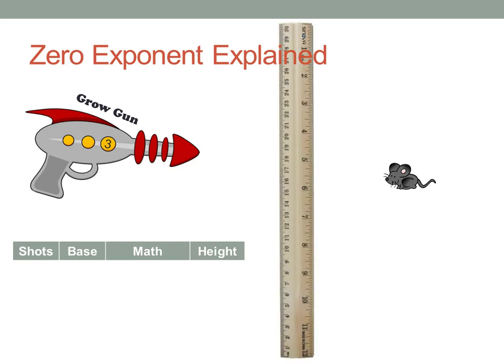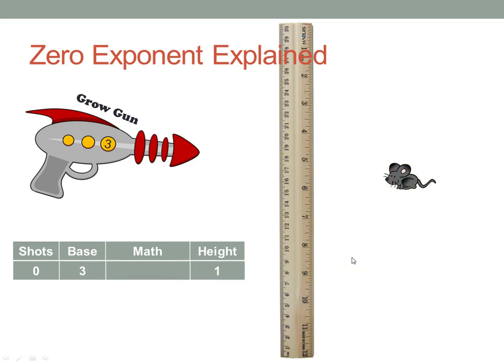So watch this. So if I start out, here's my ruler. So that mouse is about 1 inch, right? Goes from about 5 to 6. So that's 1 inch. And when I don't shoot it at all, I haven't shot my gun yet. And I told you it's set to the base of 3. The height of the mouse is 1. Right? So now check this out.